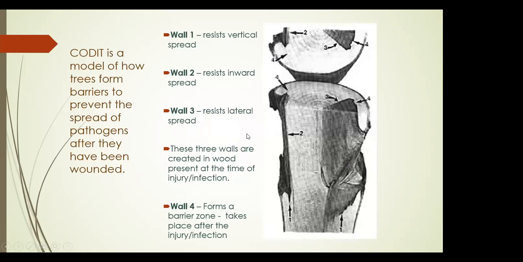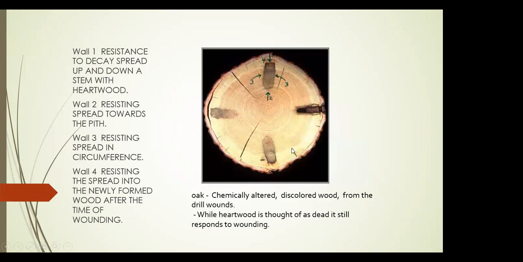I'm going to skip this. This talks about how trees fight decay. Wall 1 is where the vessels are and the decay goes up and down. Wall 2 is where decay goes into the tree. Wall 3 comes around the tree, and wall 4 is the new wood. I'm going to skip that because we're running out of time. This is important because decay is really important for us. But wall 1 is up and down, so we can't show it in a radial cut.